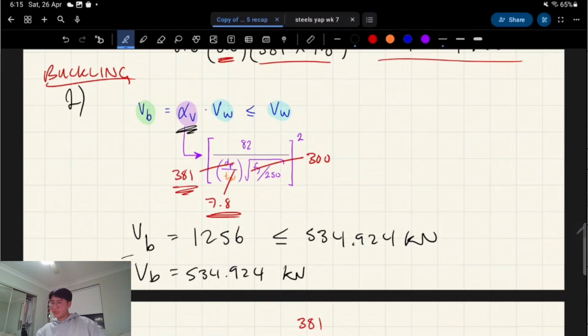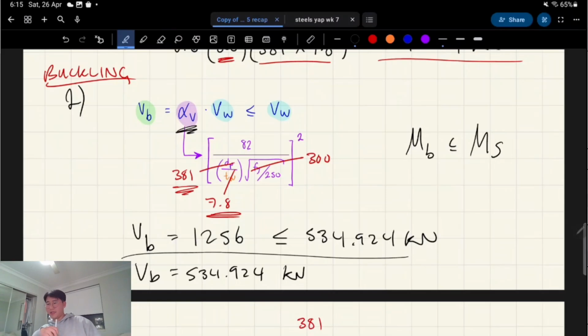But same thing as MB and MS, right? We're saying VB has to be less than or equal to VW. So if you get a higher number like I did here, I got 1,256, you have to set it back down to the lower number, which is VW, right?